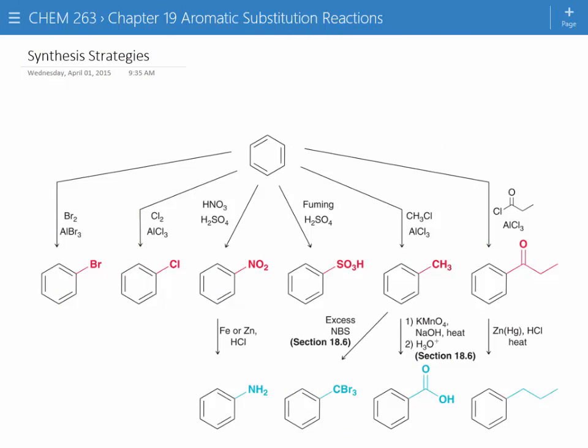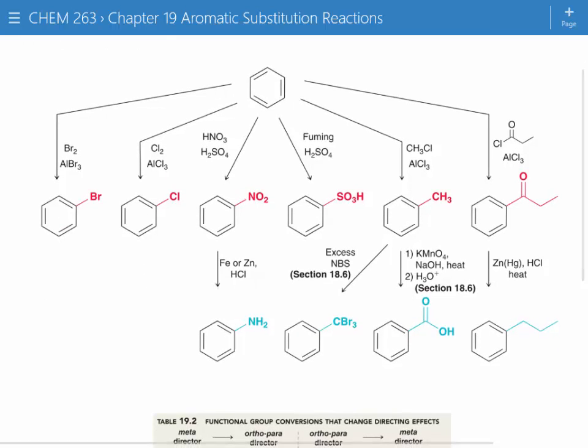All right, in your book, there's this really nice chart that kind of outlines all the reactions that we've covered in this chapter. The halogenation, both with bromine and chlorine, the nitration, sulfonation, Friedel-Crafts alkylation and acylation. And then we can continue on with some of these. So for example, if we have a nitro group, we can reduce it to an aniline. If we have a benzylic position, we can brominate it, which we covered in chapter 18 using radical bromination. Or we can oxidize benzylic positions to carboxylic acids. And then the recent one we learned is the Clemmensen reduction, where we've got the zinc and mercury.